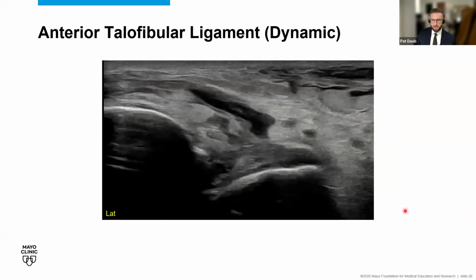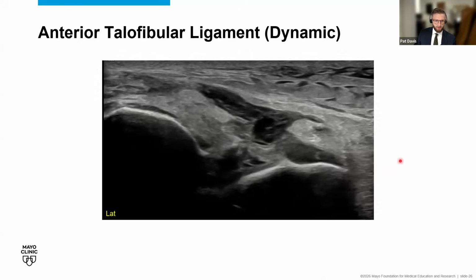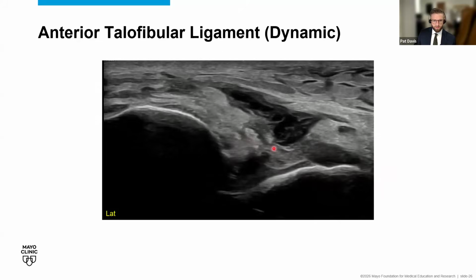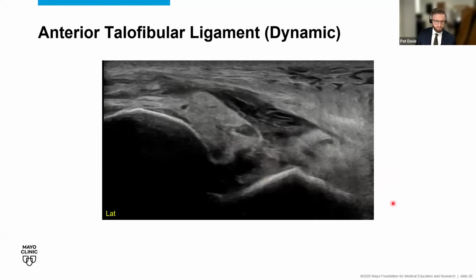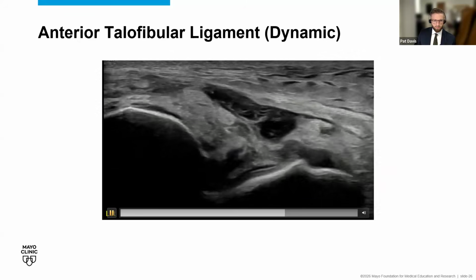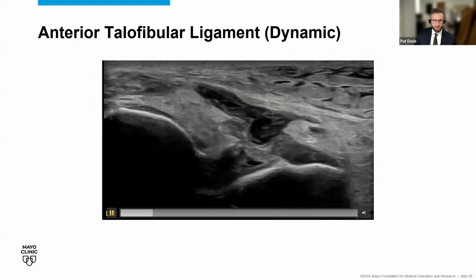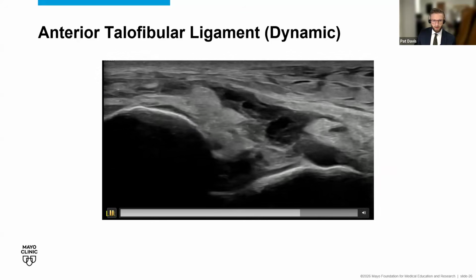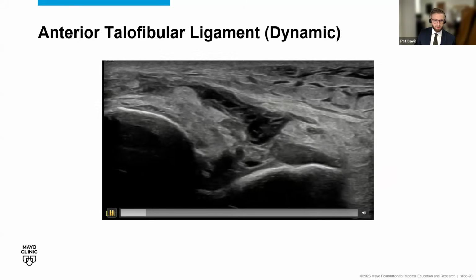Now, the ATFL can also be dynamically evaluated. Here, with our dynamic evaluation, we used internal rotation to evaluate for tearing of that ATFL. In some recent literature that's come out, it's been shown that that's a bit more sensitive than doing your typical anterior drawer exam. So here we have a sweep going through, and despite poor visualization of those remaining fibers that we saw previously, what you will notice is that there is tensioning of the ligament and there's no clear excessive gapping. So that seems to indicate that there are still some contiguous fibers, meaning that the ATFL is not completely ruptured, but does definitely have some high-grade partial thickness tearing.